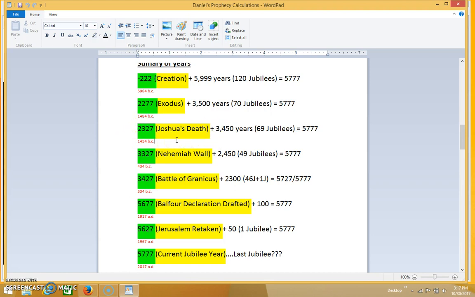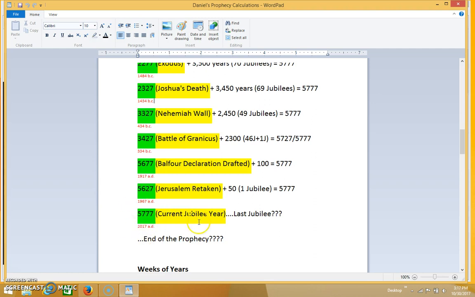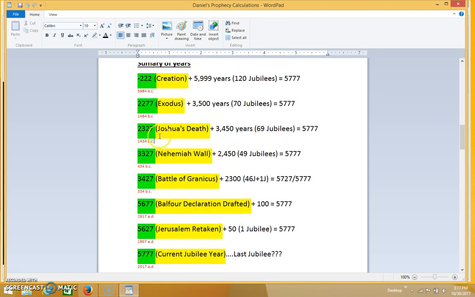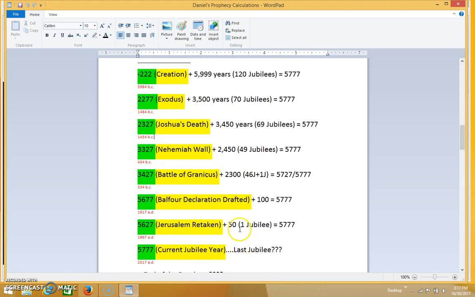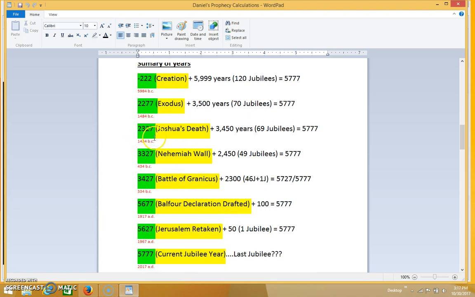It was at the time of Joshua's death, so this was when Israel became a nation. 69 Jubilees from the current Jubilee year, and this was also the time that Joshua was cut off, which is a type of the Messiah. So working the prophecy in Daniel backwards, it works off to the cutting off of the Messiah after 69 Jubilees. And then the entire prophecy is for 70 Jubilees, which takes you to the year 1484 BC. And when I had put in the year 1484 BC into Google, that's when I found out that that was the year of the Exodus.